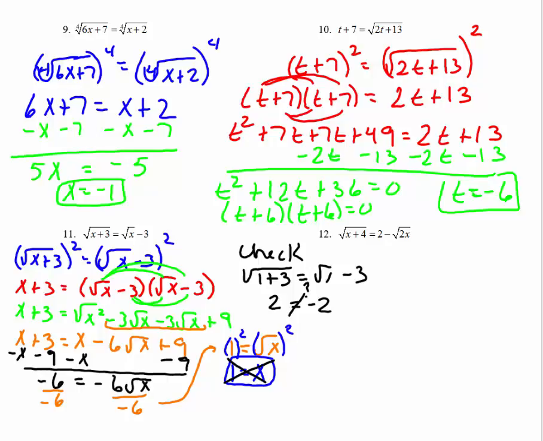X equaling 1 is considered extraneous, so we have no solution. So out of all that work, we end up with a no solution. Doesn't always work that way, but in this one it did.